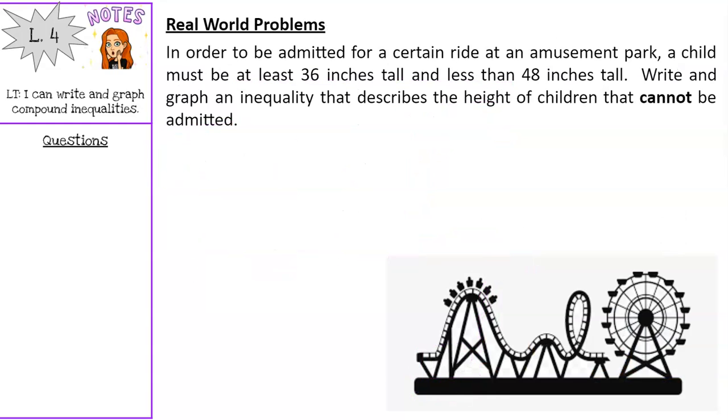One last example. In order to be admitted for a certain ride at an amusement park, a child must be at least 36 inches tall and less than 48 inches tall. Write and graph an inequality that describes the height of children that cannot be admitted. I want you to give this problem a try on your own. Check your answer in Edpuzzle, and then you can move into the practice.